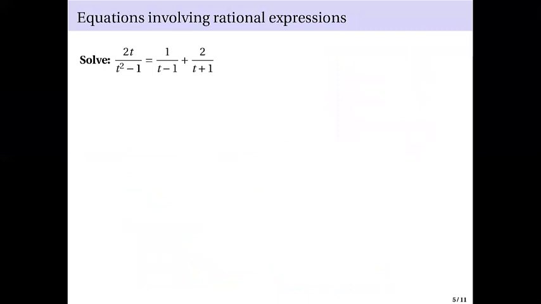So for this example, you have 2t over t squared minus 1 equals 1 over t minus 1 plus 2 over t plus 1. So first, let's write the conditions. We don't want t minus 1 to be 0, or this means your t cannot be positive 1. We also don't want t plus 1 to be 0, or that t cannot be negative 1.